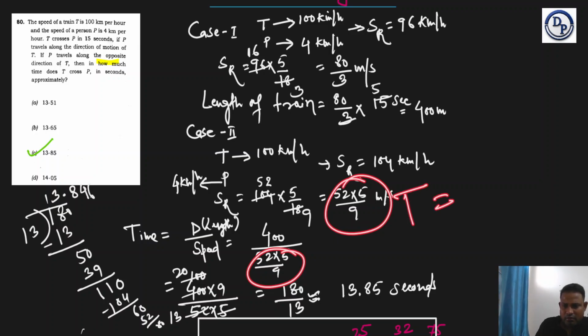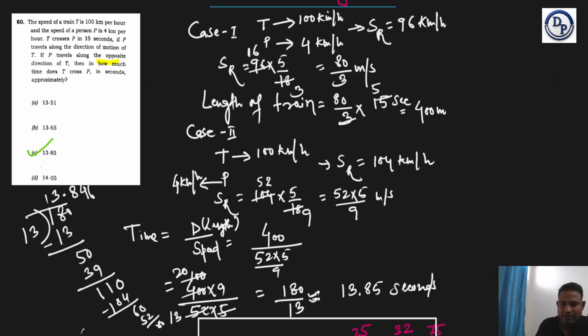So your time here is distance by speed. The distance is the length of the train, and in the case of opposite direction, the speed is this. By dividing all this, we get 180 by 13. Solving 180 by 13, we get 13.85 approximately, as I did here in the case. So the third option is your correct answer. It's a simple problem in which we have to use the concept of addition of speeds in opposite directions, whereas subtraction of speeds in the same direction.